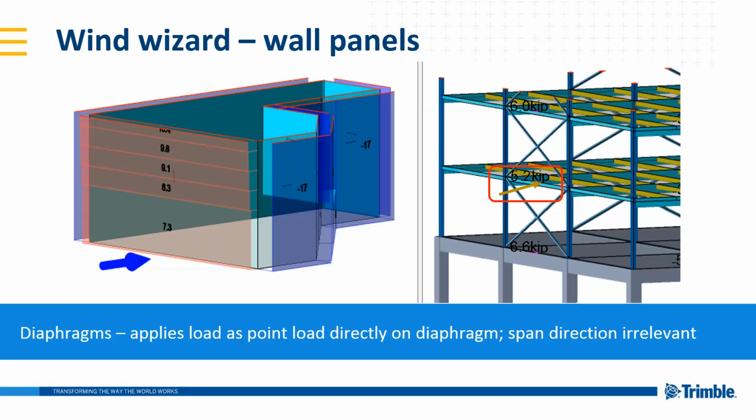The final option is the rigid diaphragms. This will apply the wind load as point loads directly on the slab diaphragm. The slab will then distribute the load based on relative rigidity to the framing members. The diaphragms must be set to rigid for this option. The span direction here again is irrelevant, so you can just have it spanning side to side as the default.